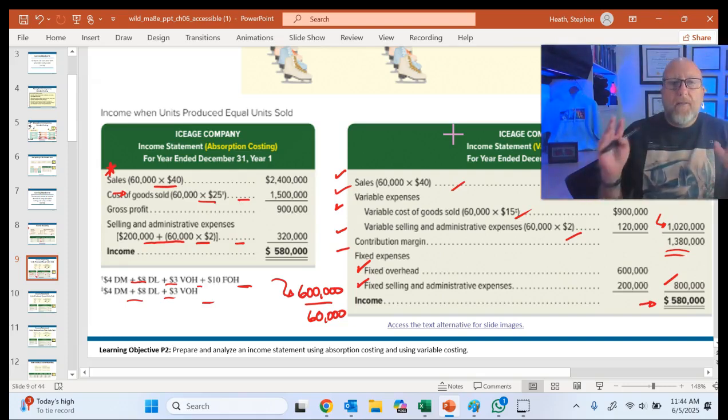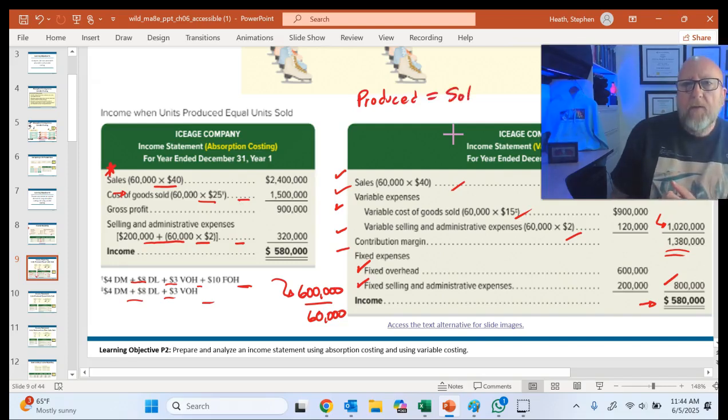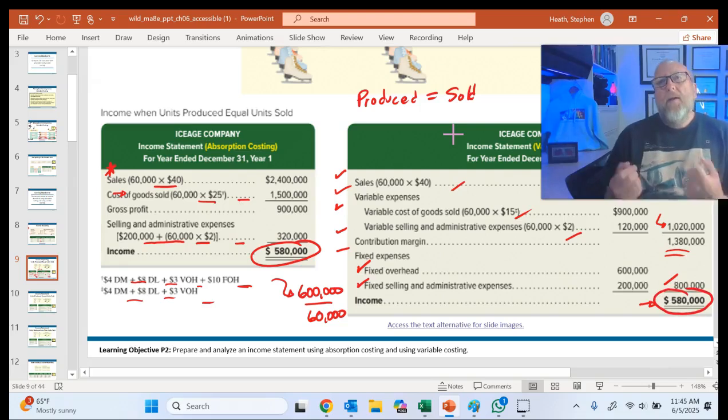If I was taking notes, this is definitely what I would take notes on right now. What we are saying is that when the units produced equals the units sold, then our net income under absorption costing is going to equal net income under variable costing.